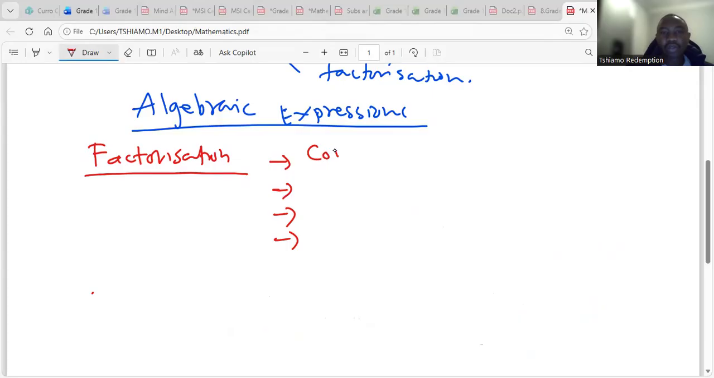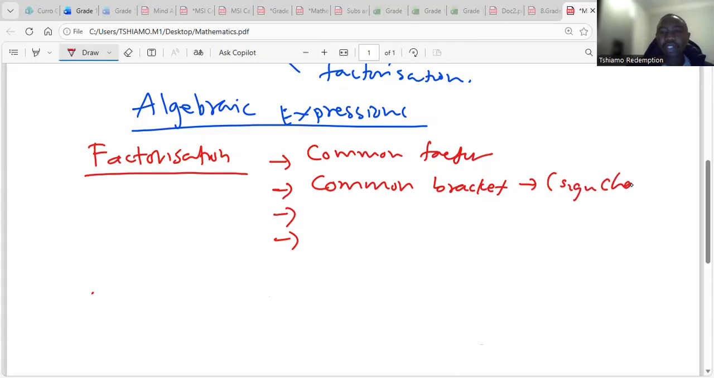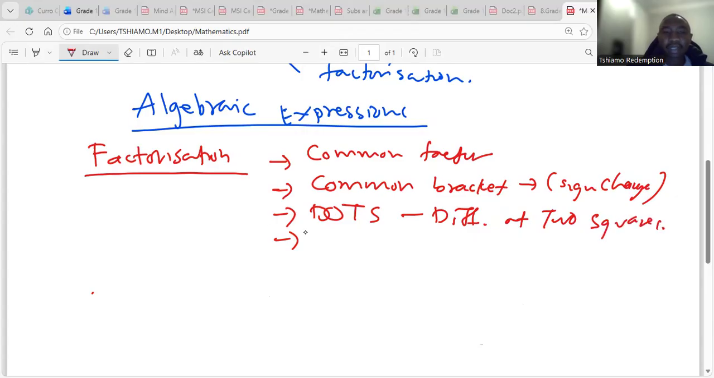You need to know how to take out a common factor. You need to know how to identify a common bracket, which also involves sign change. You need to know how to identify DOTS, which is a difference of two squares. And then lastly, you need to know how to do a trinomial. You need to be able to do those.